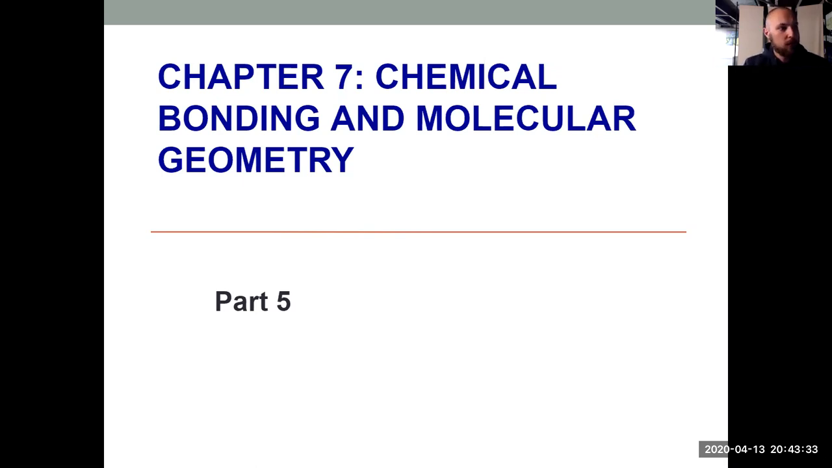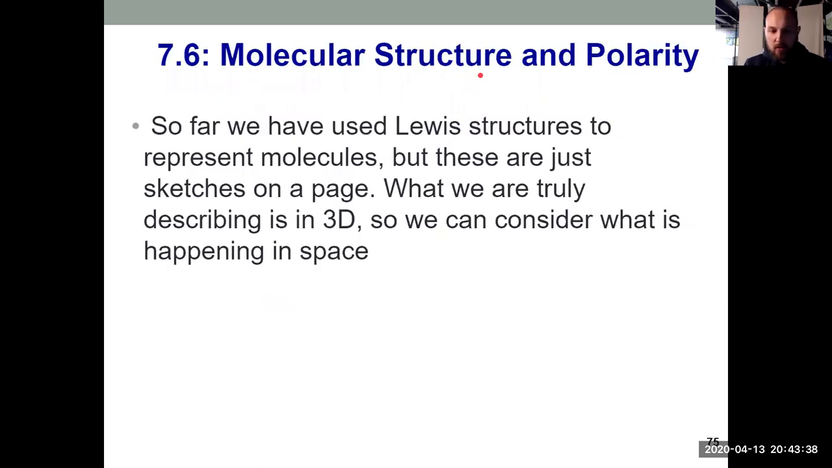So in this final section, 7.6, we've just drawn Lewis structures on a 2D surface, right? On a screen or on a piece of paper. But what we're sketching out are things that actually exist in 3D. So we want to consider what's happening in the space these molecules are taking up, what's happening in 3 dimensions.